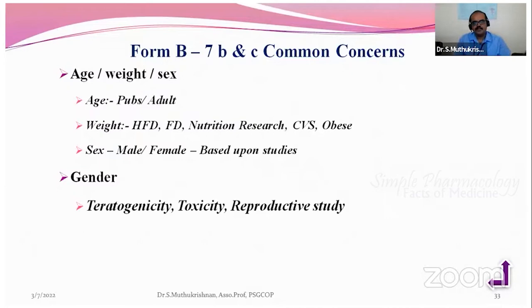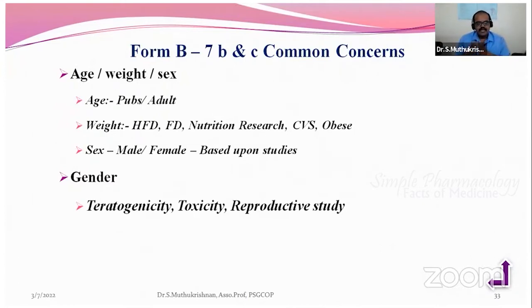Next one is sex. Based upon the studies, you have to choose either male or female. For example, if you are conducting a study on teratogenic effect, you can go for female. At the same time, if your study is affected by hormonal imbalance, females going through the menstrual cycle will have hormonal fluctuation, which may affect your studies. In that case you can go for male. So based upon your studies, you have to choose the animal. The same thing applies to gender.